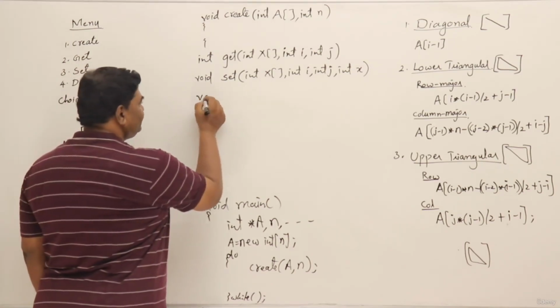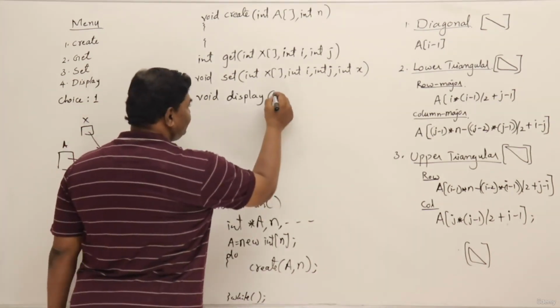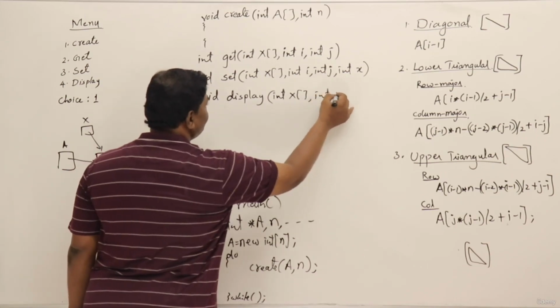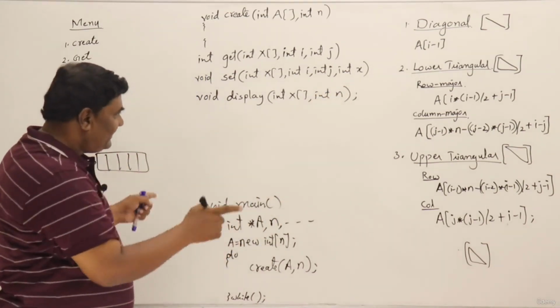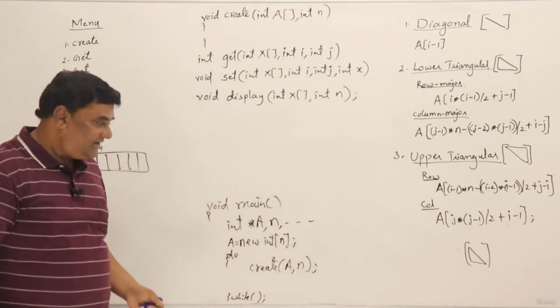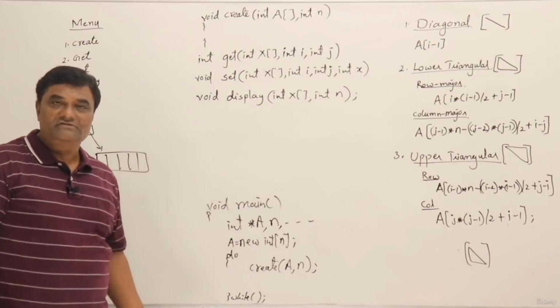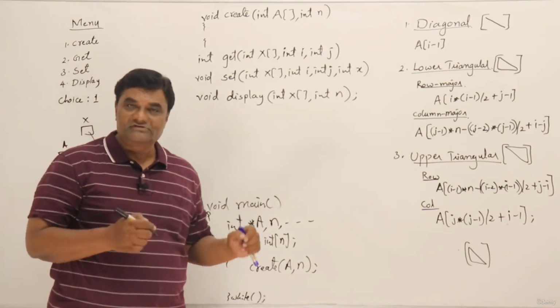Then the last function is display, void display function. It also needs array and it needs dimension. What are the dimensions? So that it can display an array of that dimension n cross n. So these functions will implement, and this will have menu and it will be calling those functions, whichever function it wants. So this is how the design of a program looks like.